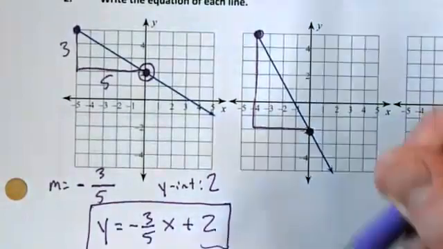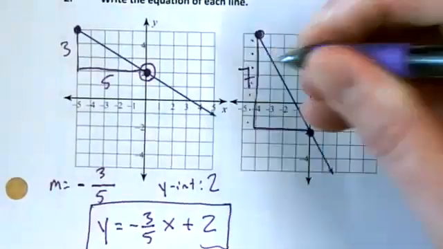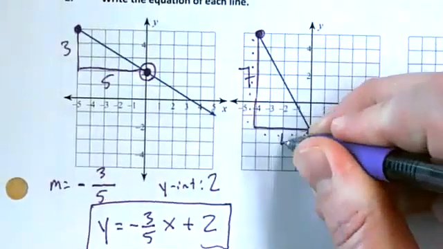All right, so let me do some counting. 1, 2, 3, 4, 5, 6, 7. 2, 3, 4.